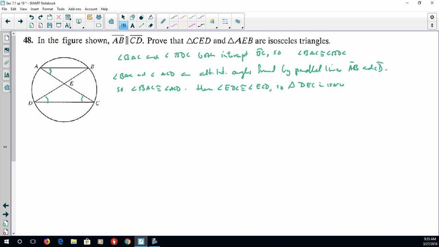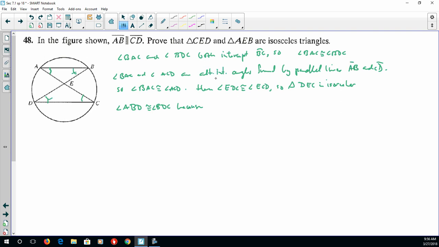Okay, now one of the things I haven't done yet too, is that angle ABD is congruent to angle BDC. So this angle and this angle are congruent because they are alternate interior angles. They too are alternate interior angles formed by these lines.